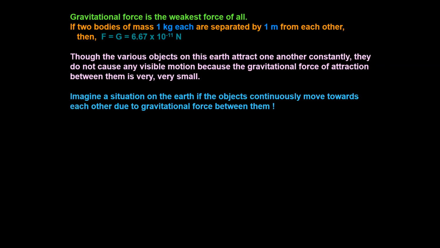Imagine a situation on the earth if the objects continuously moved towards each other due to the gravitational force between them. What will happen? Accidents everywhere. By this time, earth will not be there. Car and car will hit, bus and bus will hit, human and human will hit, cycle and cycle will hit. Everything will hit. Can you move anywhere? No. So that is why the gravitational force is very minimal.